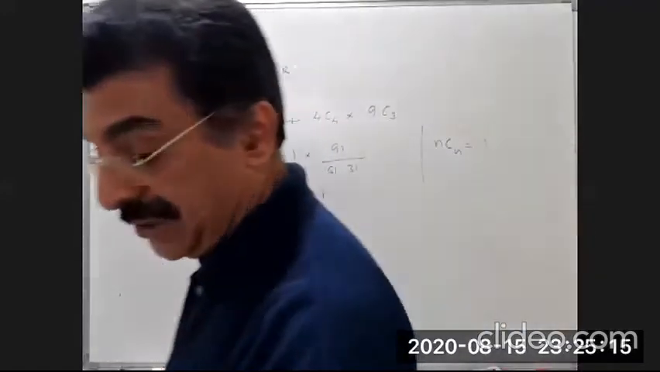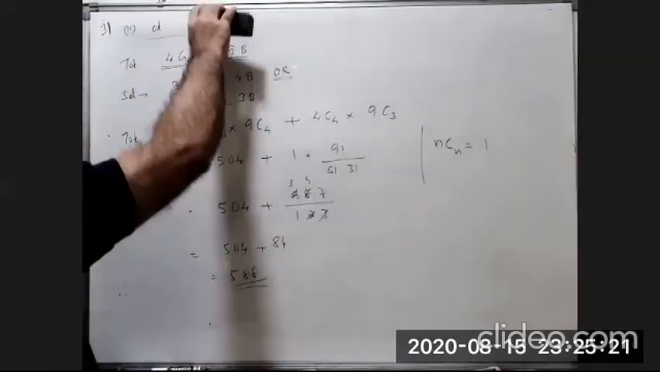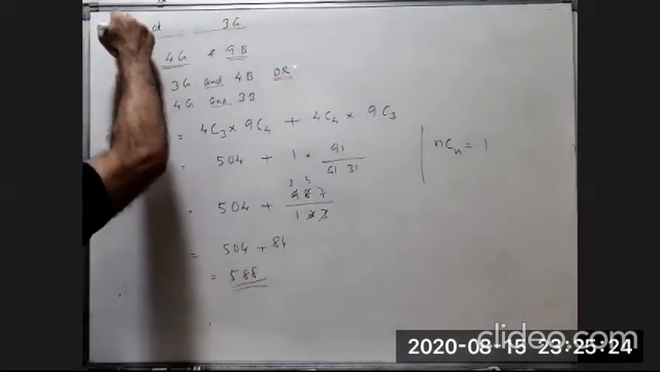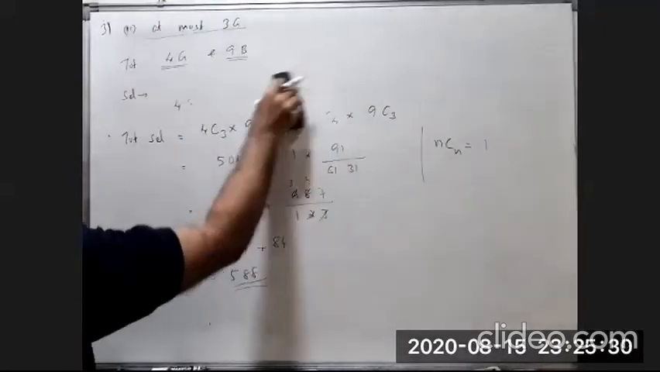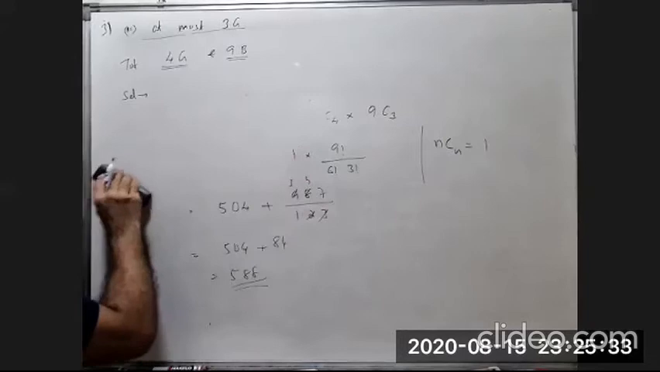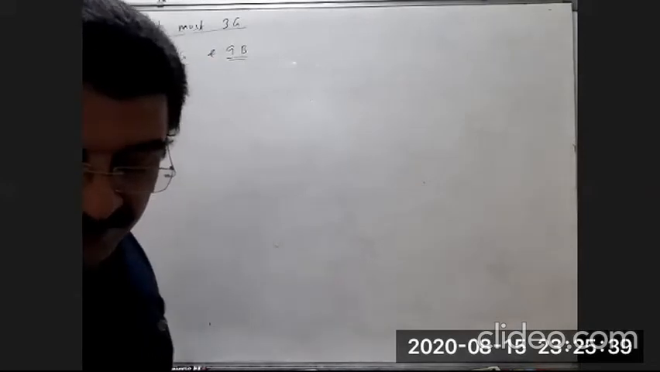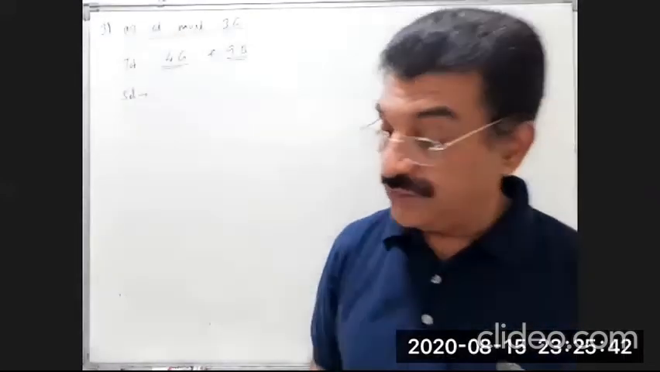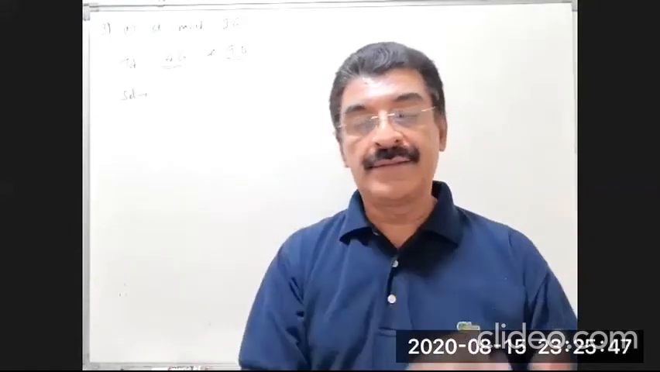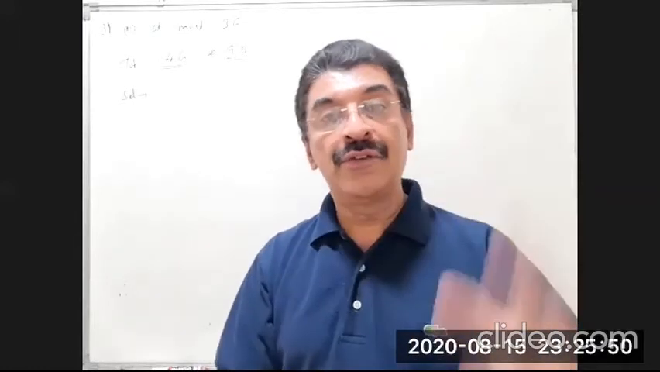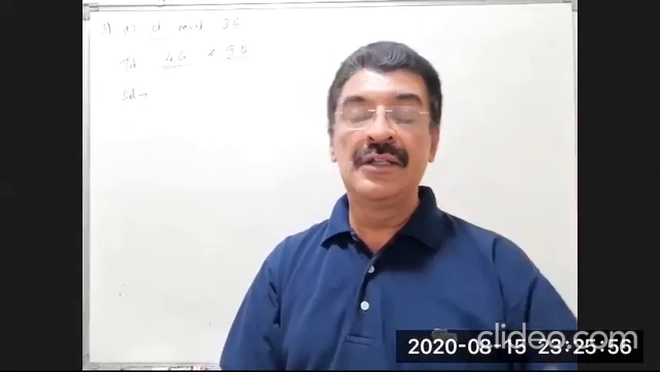Next bit: at most 3 girls. At most 3 girls means a maximum of 3 girls, not more than 3. Maximum of 3 girls means 3 or less. That means it can be no girls, 1 girl, 2 girls, or 3 girls.